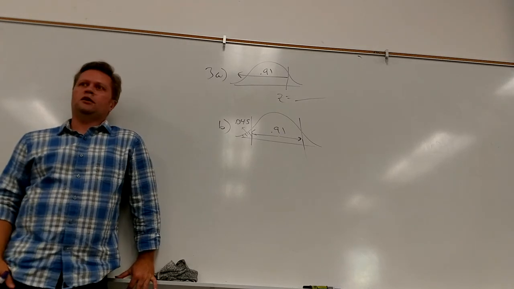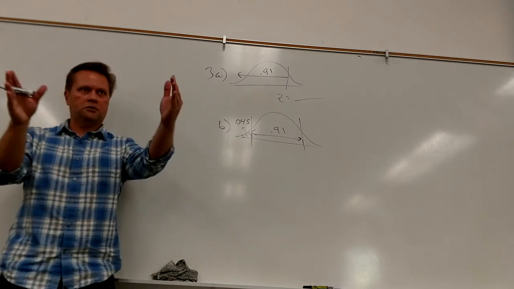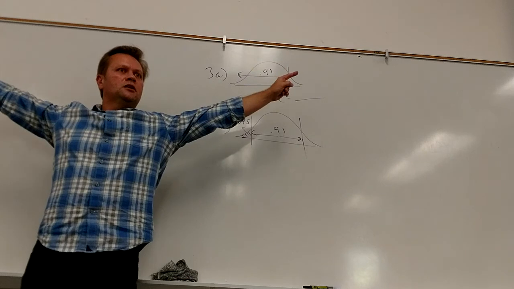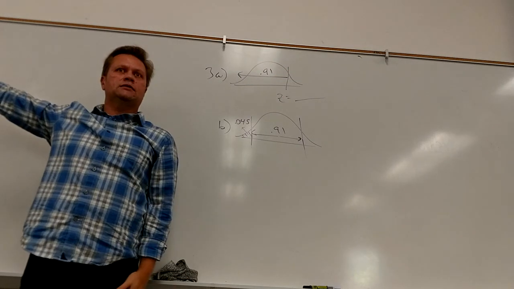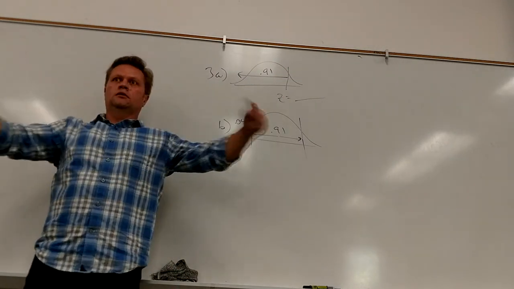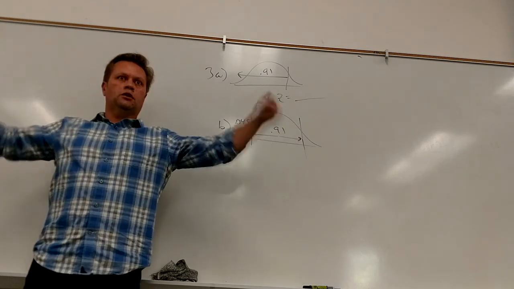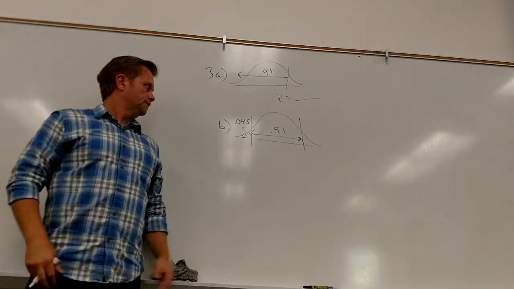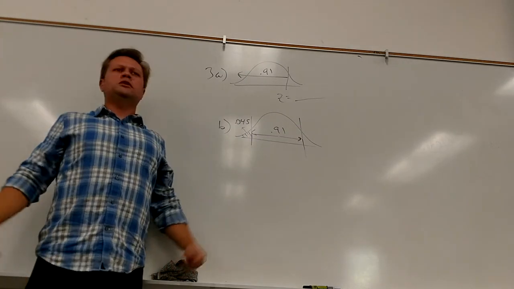Not a damn thing amazing about that. 91% in, 9% out. Why can't I just cut it in half? Because the normal distribution is symmetric. Now what was all this about?